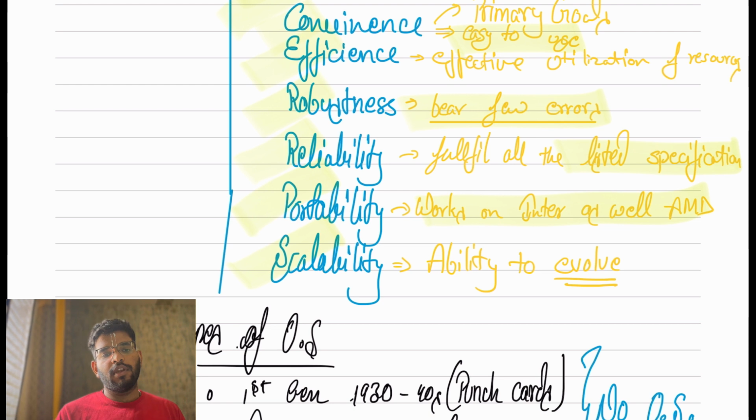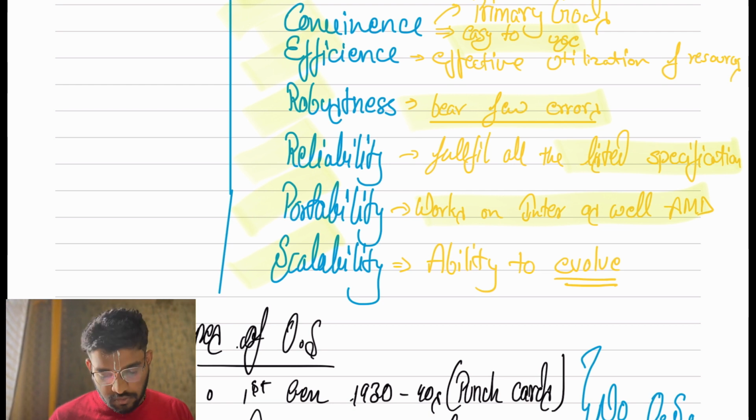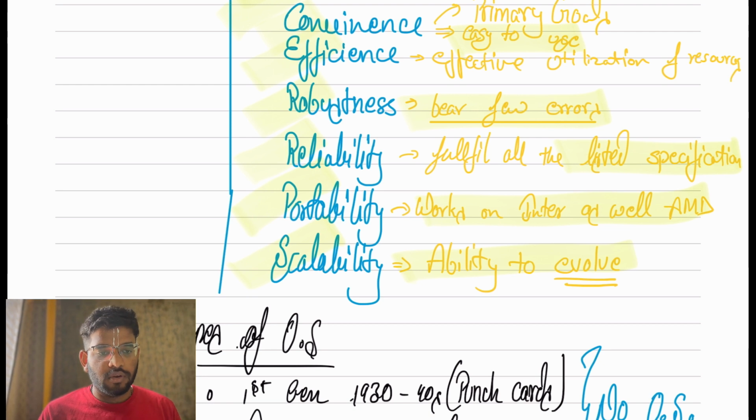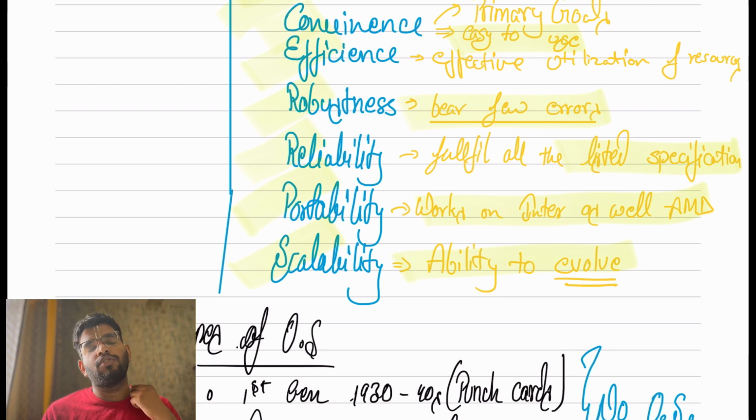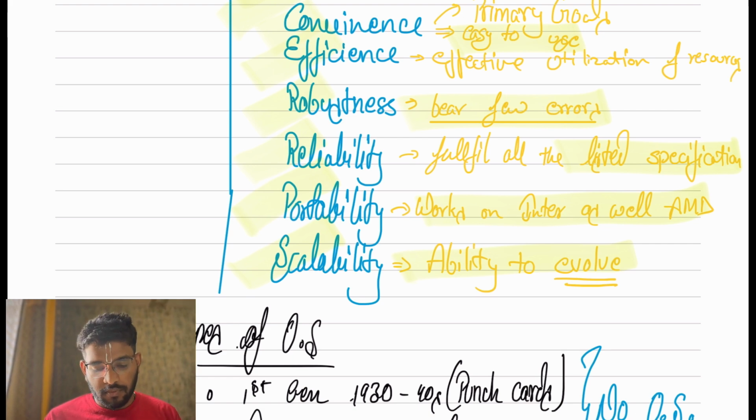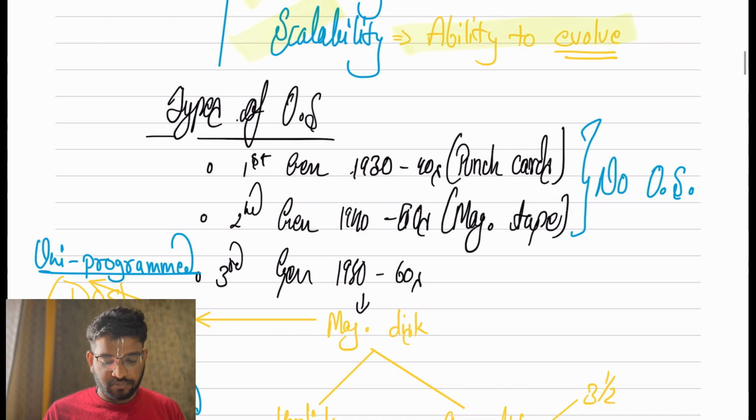Scalability is basically, if you are a system designer, you must know, the ability to evolve. Initially, when you start a project, you start with certain specifications, but it should evolve with time, or your specifications change, so it must evolve with time.